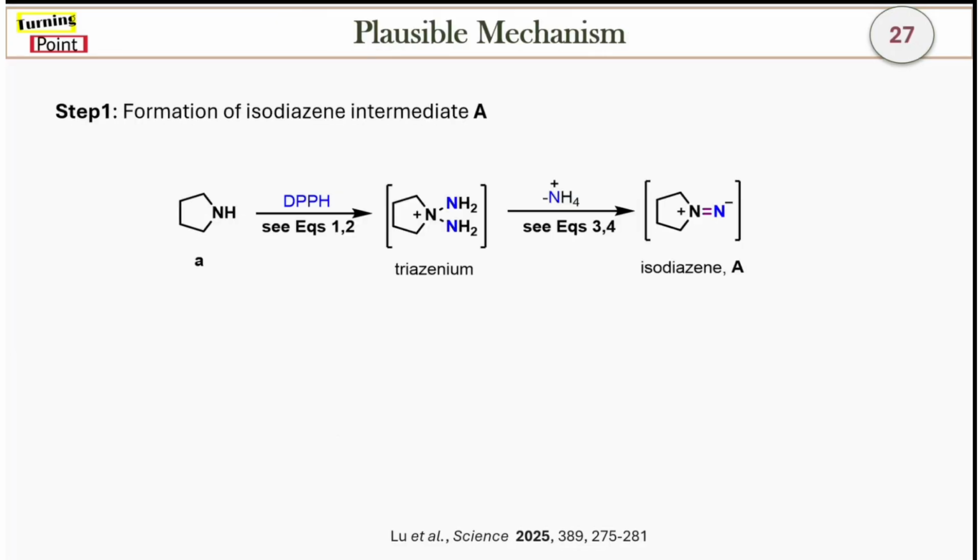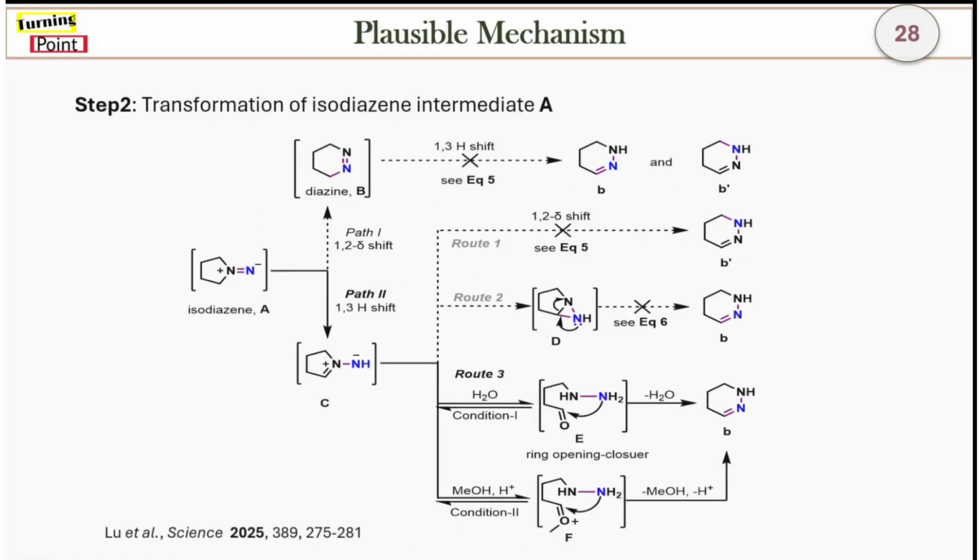So in the mechanism, the first step is the formation of the isodiazene intermediate. If we take this pyrrolidine molecule and treat it with DPPH, since they are taking two equivalents of DPPH, it gives two successive additions of NH2 and forms this triazanium intermediate. And after release of this NH4 plus group, it will immediately form this isodiazene intermediate. Then another step they propose is the transformation of this isodiazene intermediate.